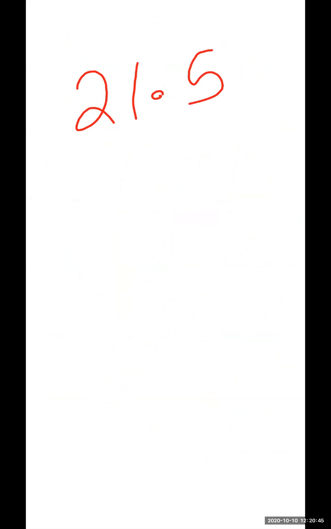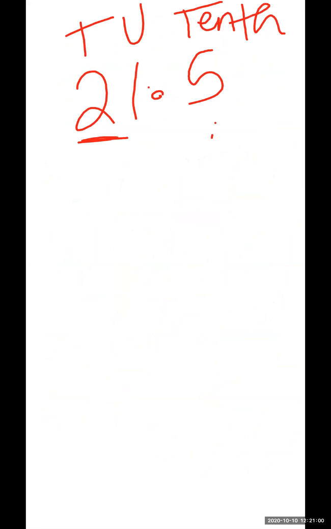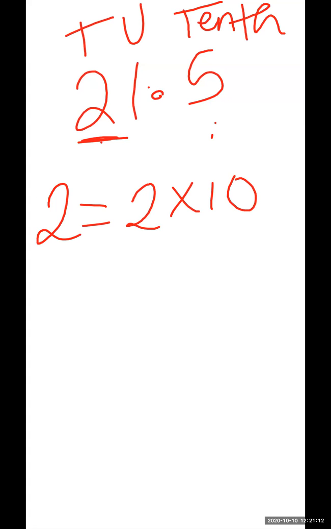21.5. Now I am not making columns, I am telling you directly, but you will make the column. This 2 is on the 10th place, this 1 is on the unit place, this 5 is on the 10th place. Now we'll write the place value of this 2. 2 is on the 10th place, so 2 into 10, because we are multiplying by 10, that then only we'll get the place value of this 2. So 2 into 10 is 20.